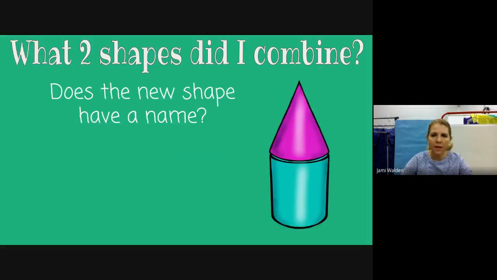What two shapes did I combine to make this shape, the composite shape here? All right, on the bottom, we have a cylinder. Sitting on top of the cylinder, there is a cone, right? The flat faces of the cylinder and the cone make them easy to combine.